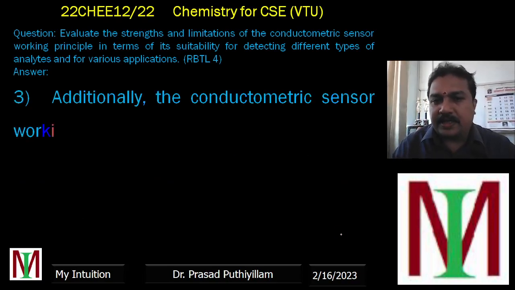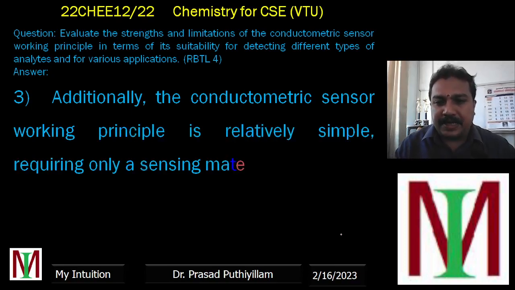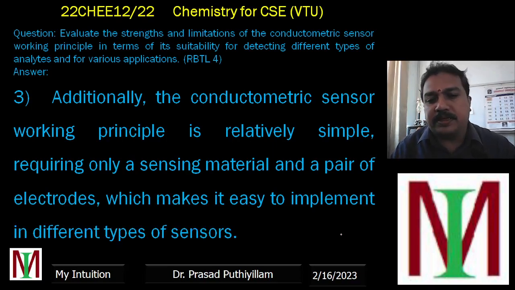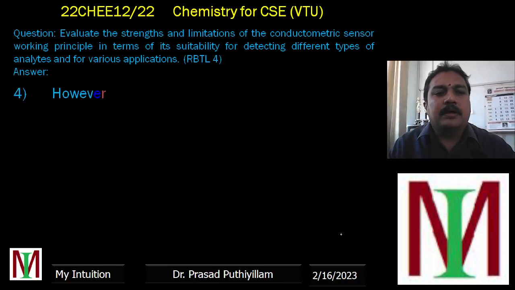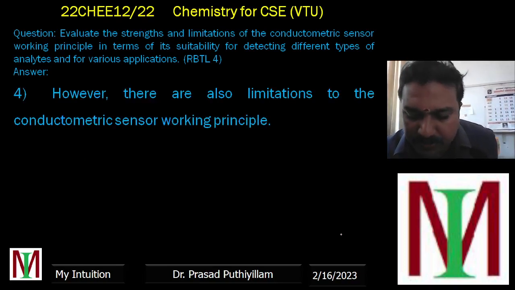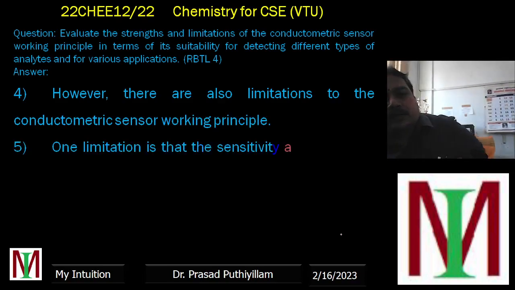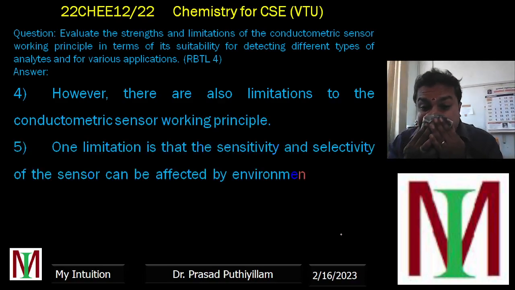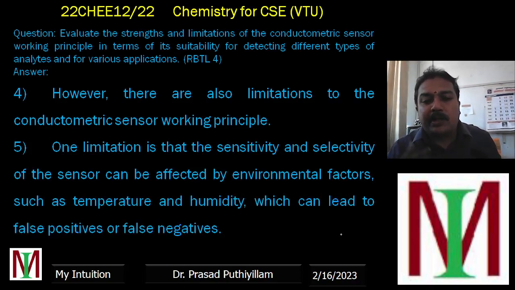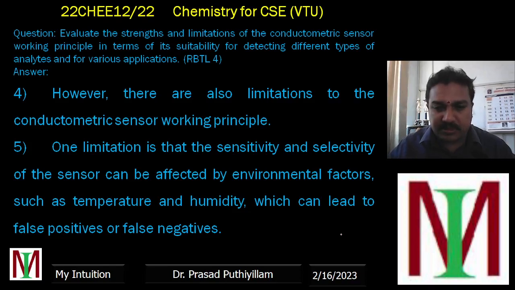The third point, additionally, the conductometric sensor working principle is relatively simple, requiring only a sensing material and a pair of electrodes, which makes it easy to implement in different types of sensors. However, there are also limitations to the conductometric sensor working principle. One limitation is that the sensitivity and selectivity of the sensor can be affected by environmental factors such as temperature and humidity, which can lead to false positive or false negative results.